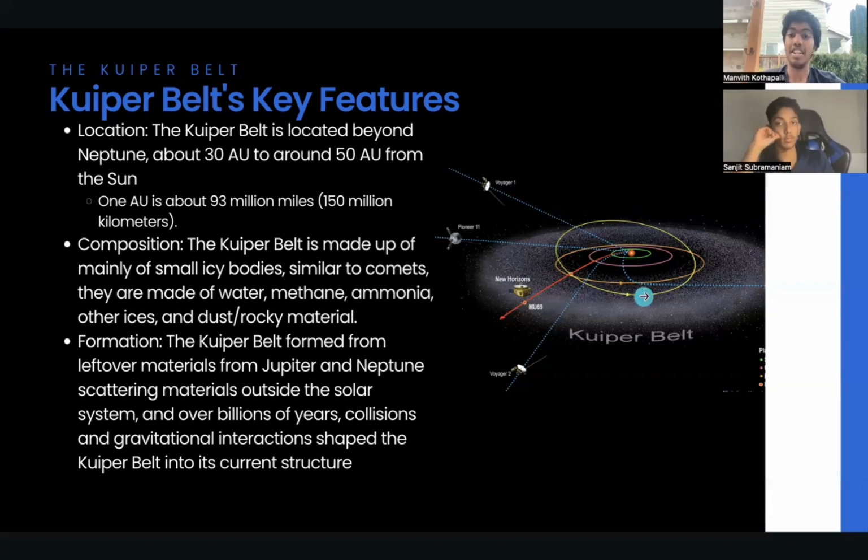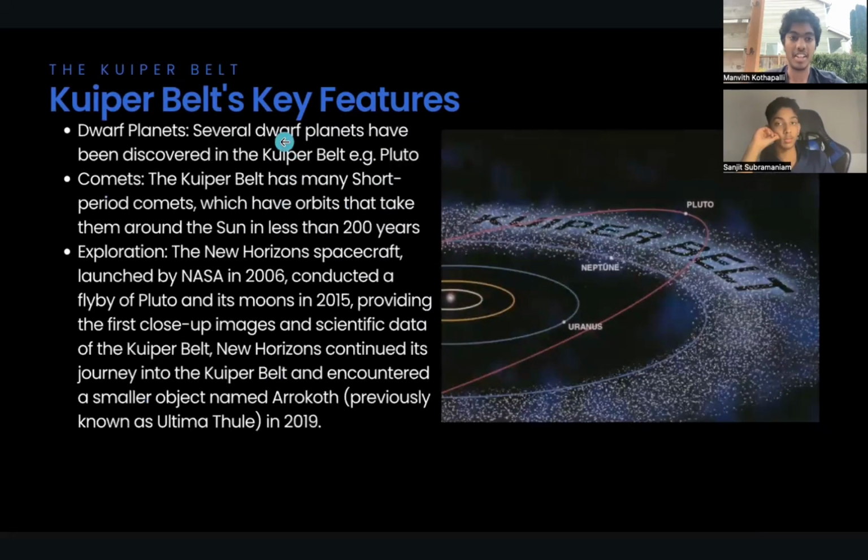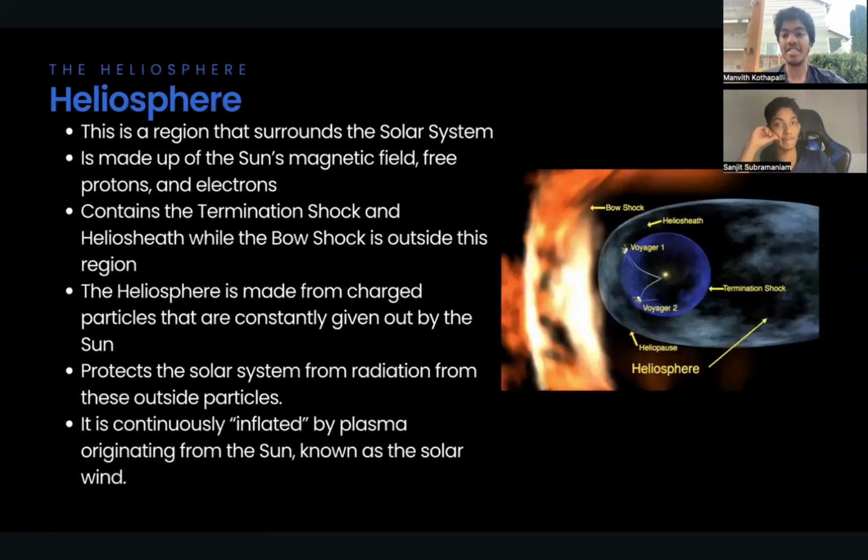Now let's talk about the heliosphere. This is the region that surrounds the solar system and is made of the sun's magnetic field, free protons and electrons. This contains the termination shock, while the bow shock is outside of this region. We'll be talking more about these terms later in the video.